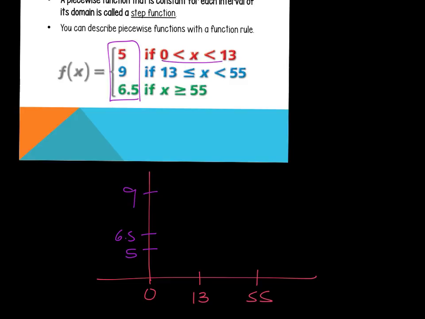So from 0 to 13, I should have a horizontal line at 5, which means from here with an open dot this time because it's greater than and not greater than or equal to 13, that's my first step. So step would mean that horizontal line. From 13 to 55, and this time we include 13, it's a solid dot. The value is 9.